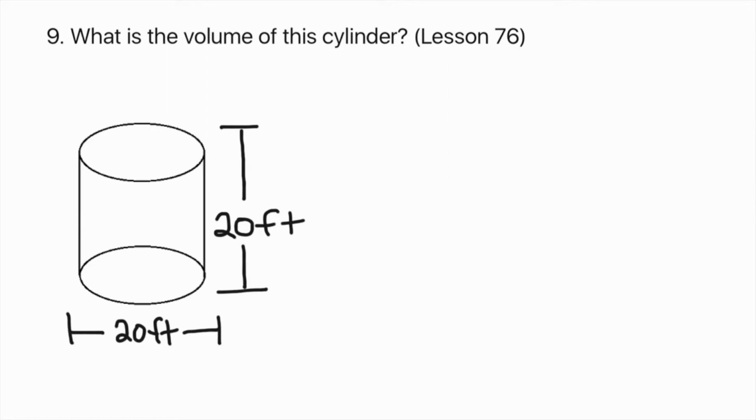So first we need to recall what is the formula for the volume of a cylinder. Well, it is volume equals pi radius squared, which is actually just the formula to find the area of a circle, but we then have to multiply it by the height. Let's plug in our numbers.